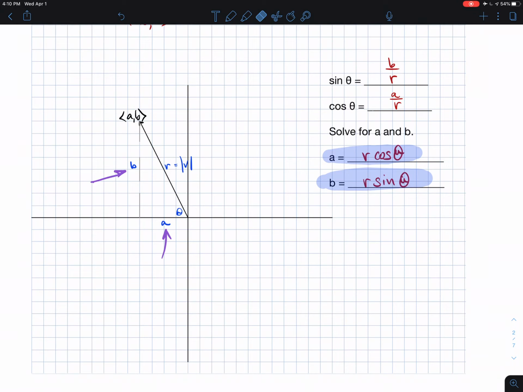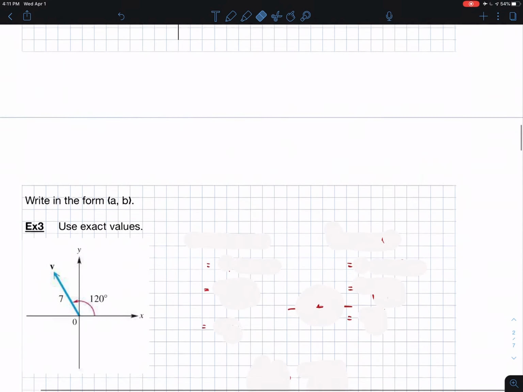This is why they're highlighted here. These two are really important formulas that you're going to use over and over and over again. So let's go ahead and put them into practice.